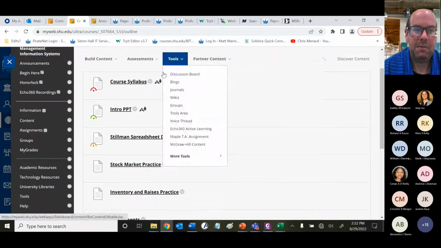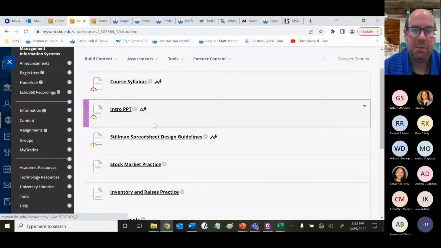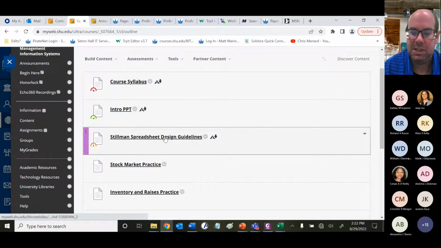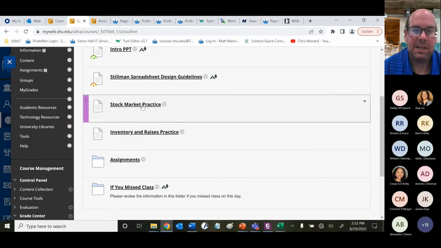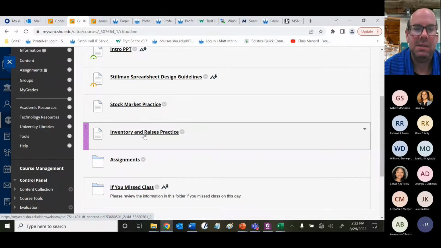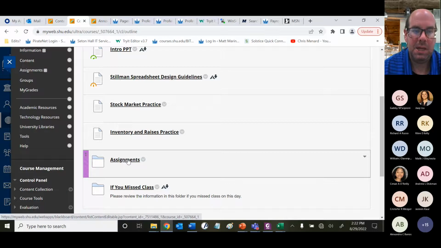So for today, we're going through the course syllabus and the intro PowerPoint. I'll touch on the Stillman spreadsheet design guidelines momentarily. Like I said, the stock market practice will be basically similar to what you have to do for your homework 1A if you choose that. And the inventory and raises practice is similar to homework 1B if you choose to do that.